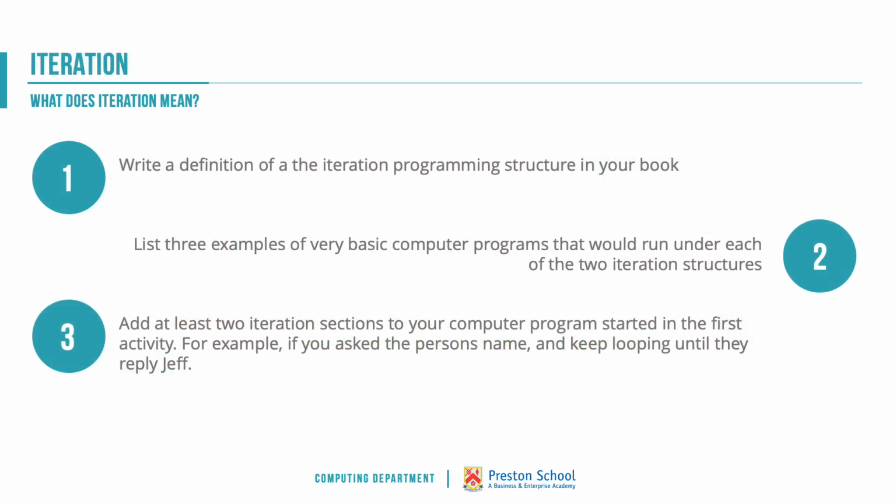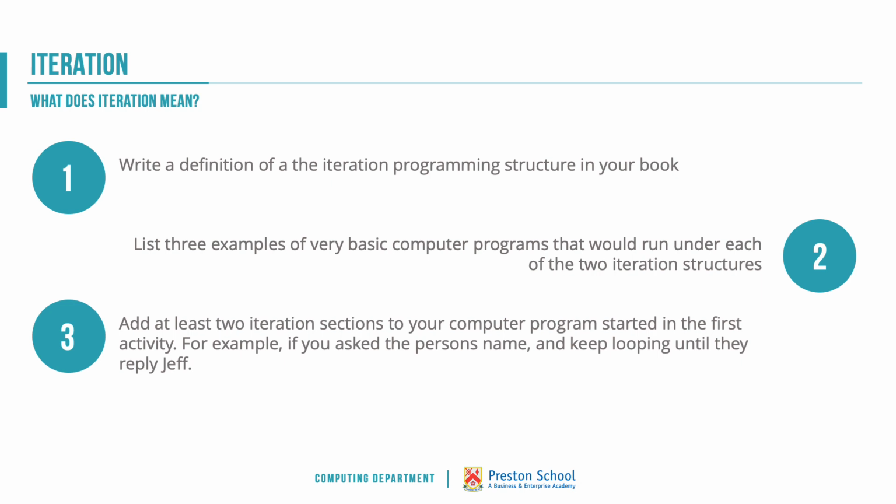So getting towards the end of the three constructs, a final activity of this type. I'd like to write down a definition for each of the iterative types. Then you might list three examples where each one might be used. So where might we use a while loop? Where might we use a for loop? Now, if you're struggling on that, jump online and look at some examples.